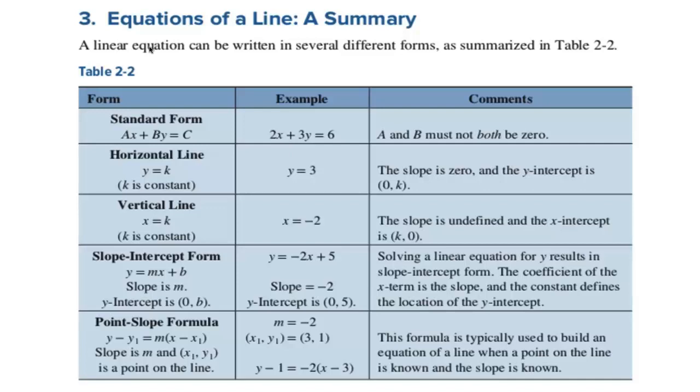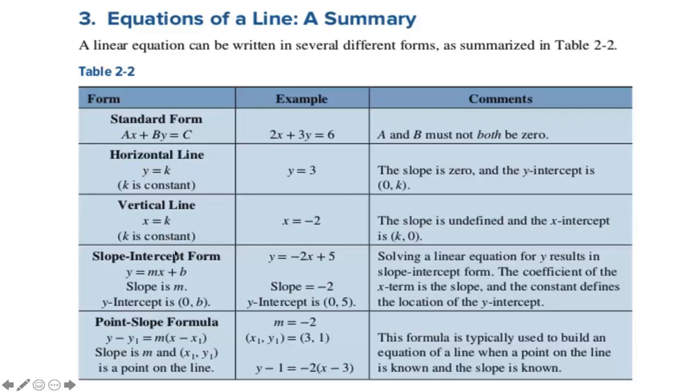Okay, so here's a summary of all the lines that we talked about in this lecture. There's the standard form of a line: ax plus by is c. For example, 2x plus 3y is 6. A horizontal line is given by y is k, where k is a constant. Y is 3, for example, is a horizontal line. Slope is 0. A vertical line is x is equal to k, so x is equal to -2 is an example. This is a line that is vertical and has infinite or undefined slope.